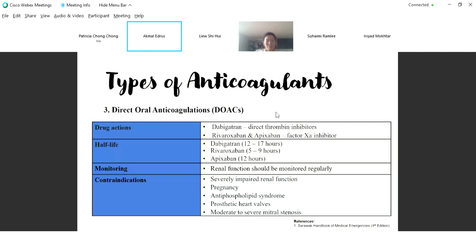The difference between this drug and warfarin is that it does not require monitoring by international normalized ratio, but the patient still needs to come to the clinic for follow-up to monitor the renal function. This drug cannot be used in patients with severely impaired renal function, pregnant patients, patients with antiphospholipid syndrome, prosthetic heart valves, or moderate to severe mitral stenosis.